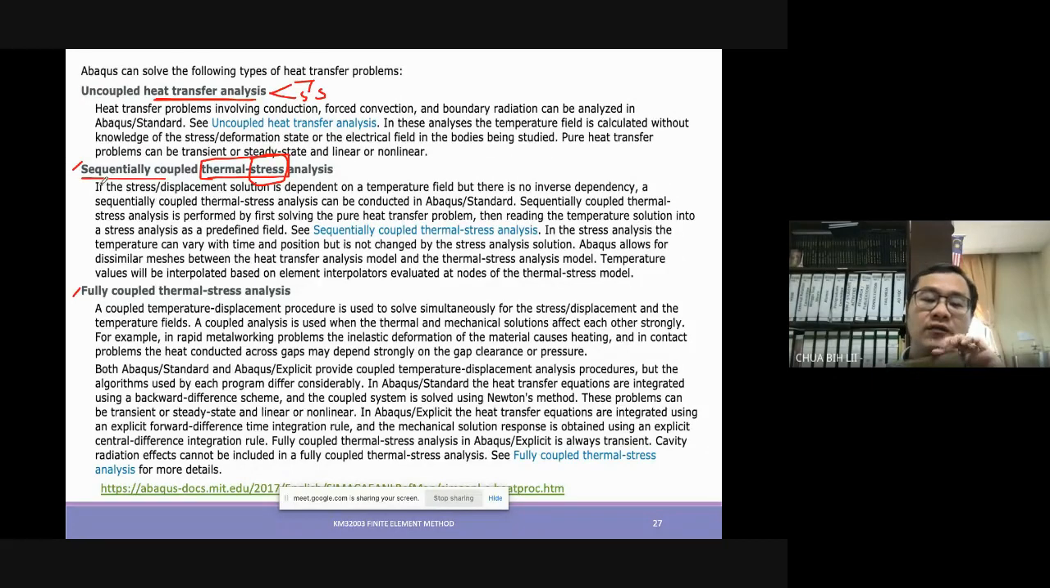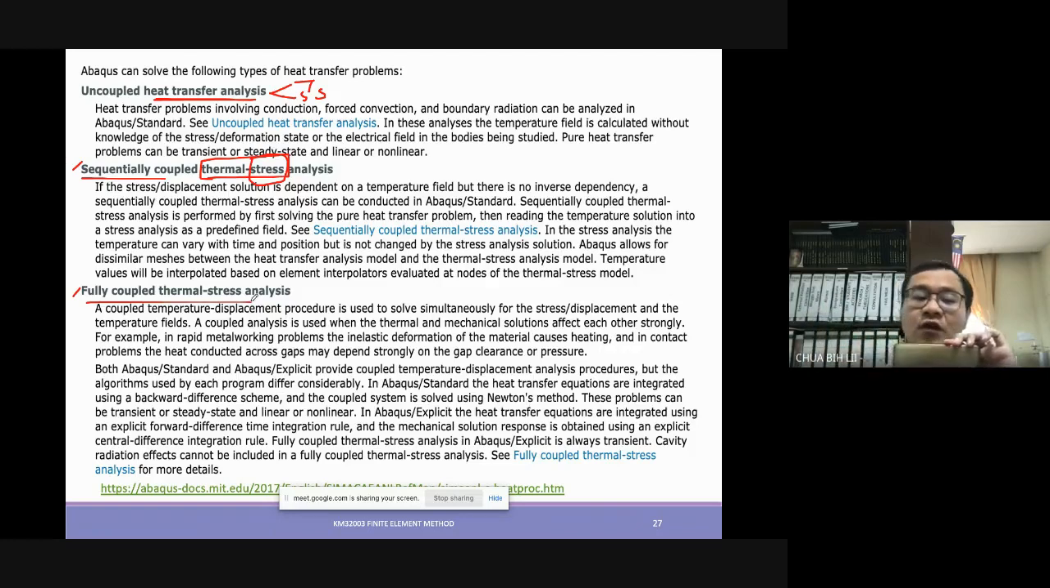Another way of doing it is what we call fully coupled thermal stress, meaning the software will run in this way. At time 0, they run heat transfer. After heat transfer, they run the structural or stress analysis. Then at the next step, maybe 0.1 second, they run the heat transfer again. Then they run the stress or the displacement, right? Because the stress is related to displacement.